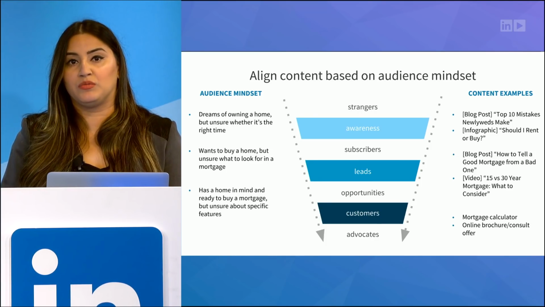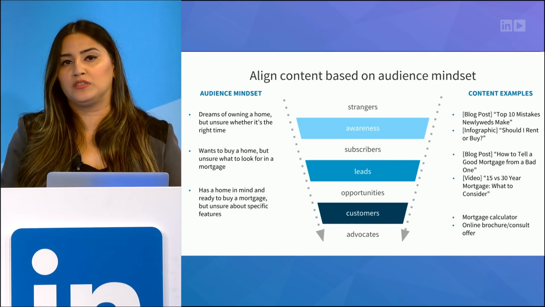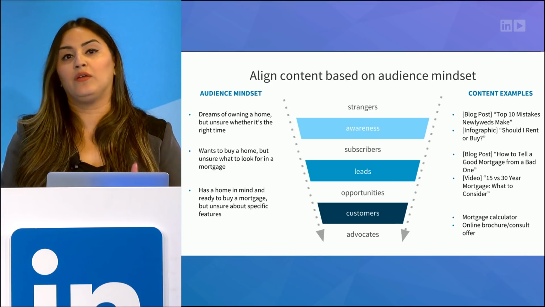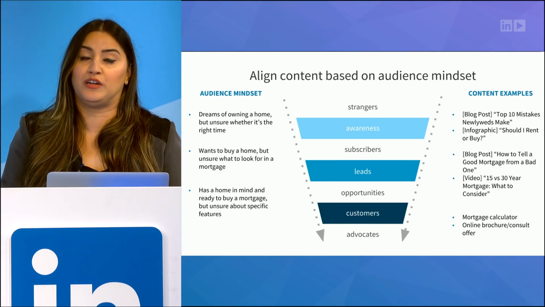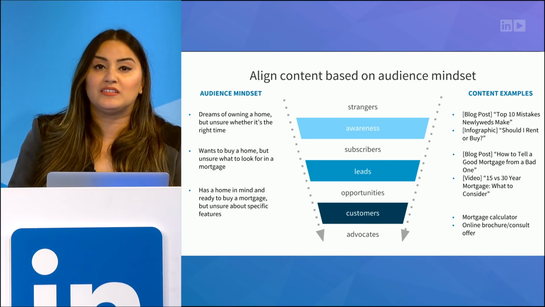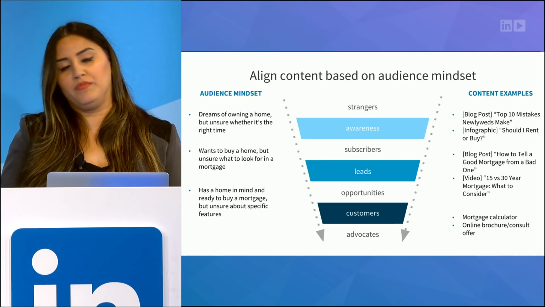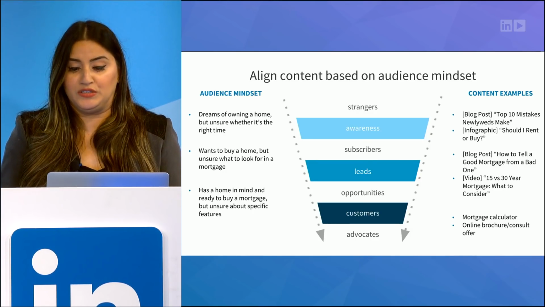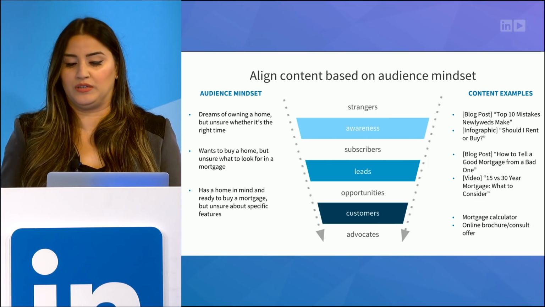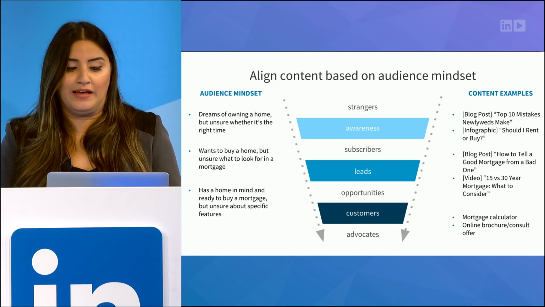Here's a quick example that we'll walk through, focused on a mortgage company. On the left side, we'll walk through the different mindsets that your audience is in based on where they are in the buyer's journey and what kind of content you can create in order to address those audiences in an effective manner. So let's get started. In the awareness stage, you'll likely have someone who has a dream of owning a home, but is unsure whether it's the right time to do so. In that case, you can create content such as top 10 mistakes newlyweds make, or create an infographic that elaborates whether one should rent or buy.